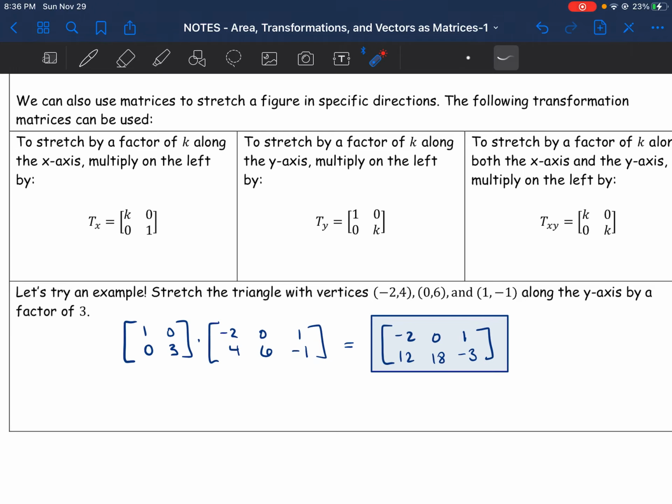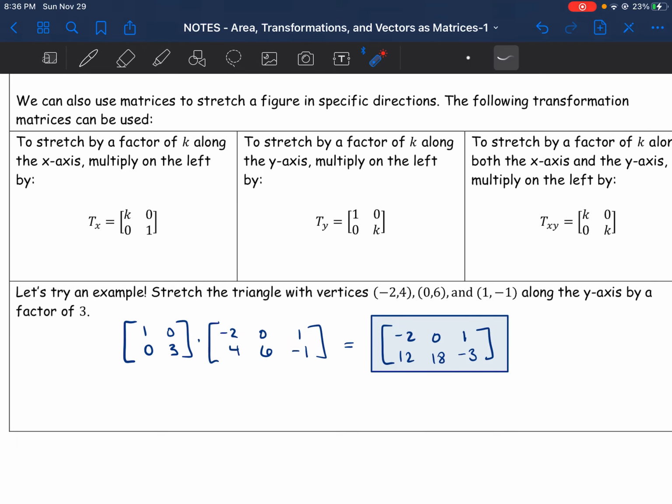And again, I used the Desmos matrix calculator, multiplied these in the correct order, and this is what I got right here. Now, again, it might be a little hard to tell exactly what happened, but notice that the y values here on the bottom have been multiplied by 3 from the original y values.